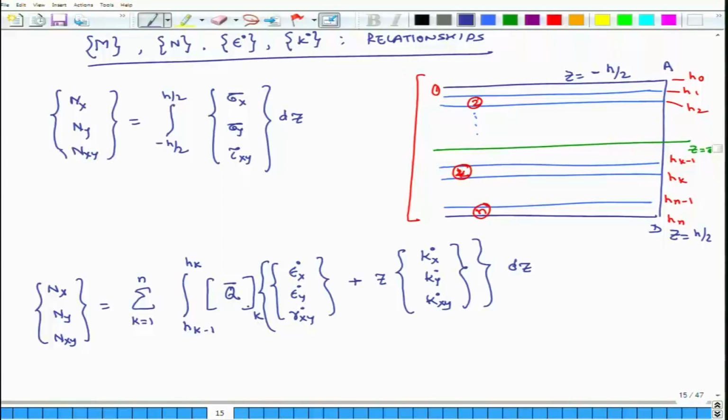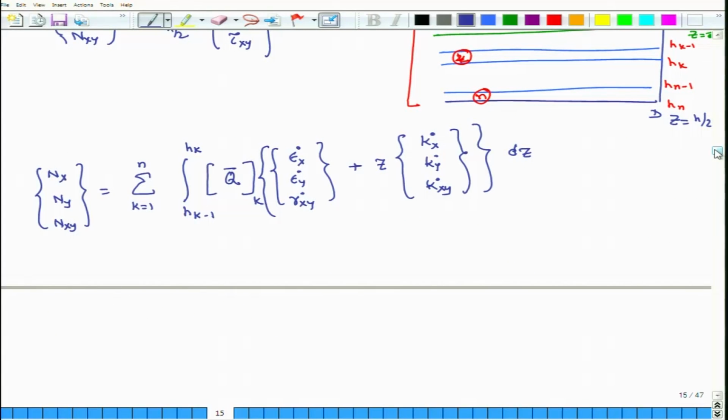And this subscript k indicates that this is for the kth layer, Q bar is for the kth layer. So, this is what I get, okay. And this entire integration is happening over this variable z, okay. Now, we know that epsilon x naught, epsilon y naught, gamma xy naught do not change with z, and kx, ky, kxy do not change with z. Also, within a layer Q bar is constant, because I am integrating layer by layer. So, within a layer the only thing which gets involved in integration is this z, right.